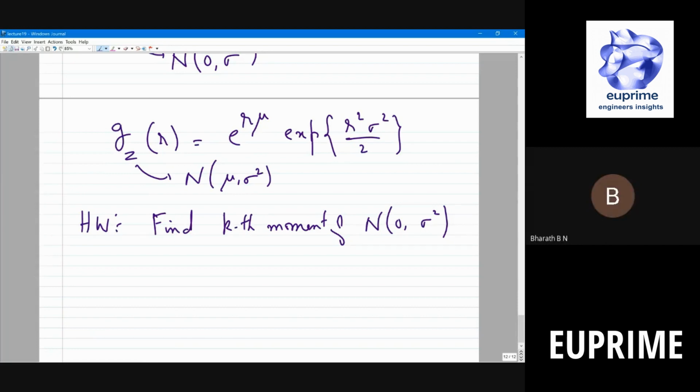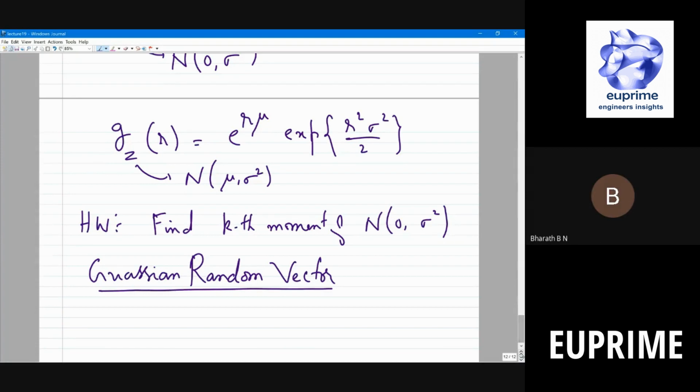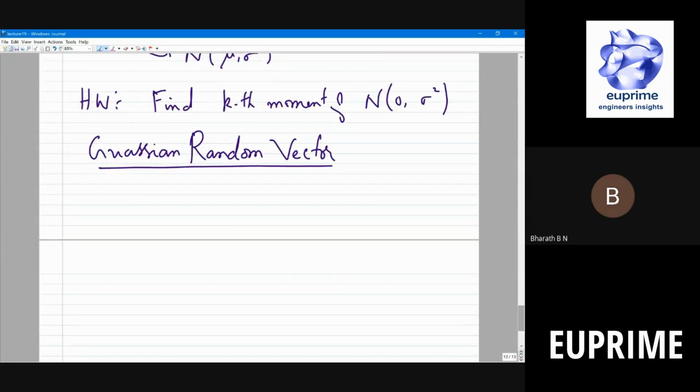This is about the Gaussian random variable, which we were kind of familiar with. Now, let's look at the Gaussian random vector. So what is a Gaussian random vector? So we say that, for example, vector.